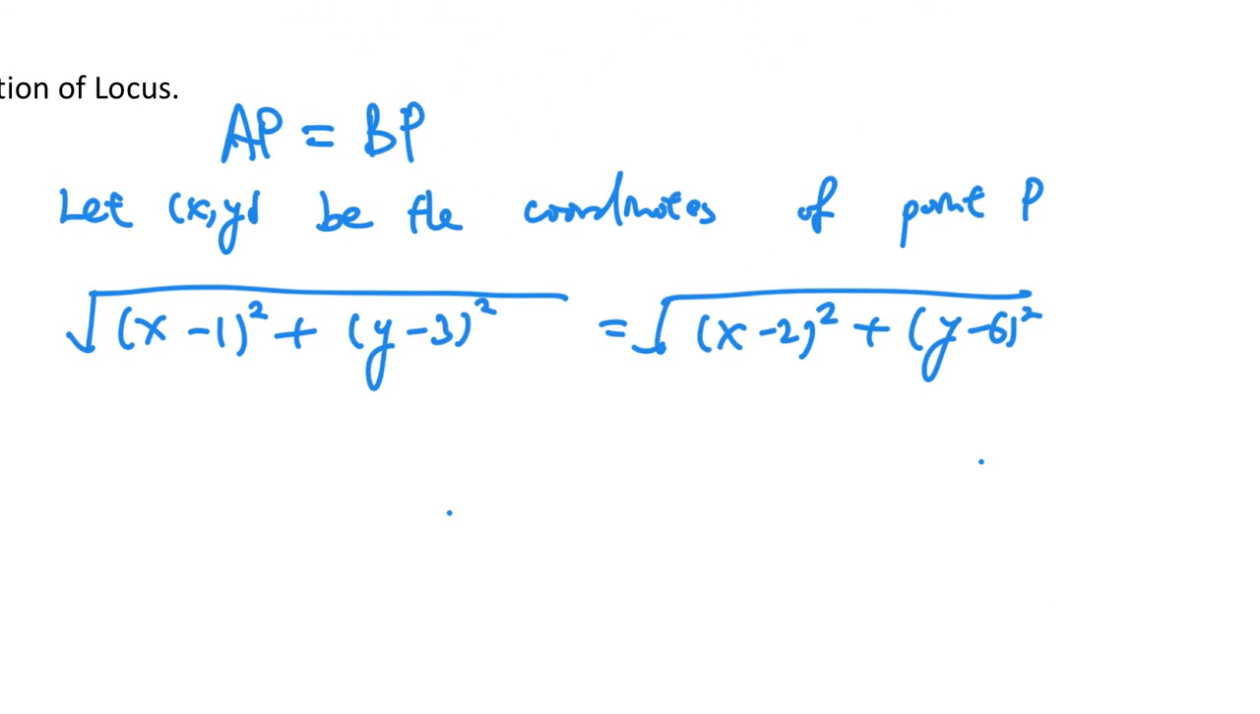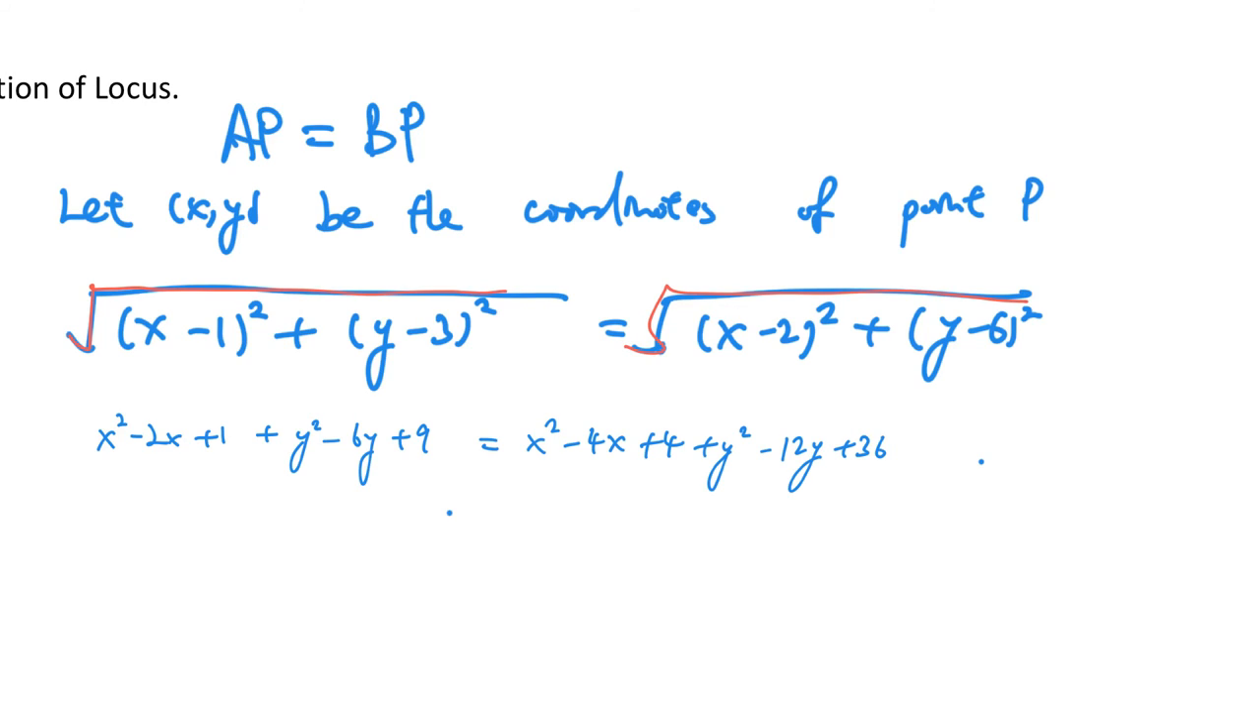Take the square on both sides, you can cancel out the two square roots and then expand the left-hand side and right-hand side. x squared minus 2x plus 1 plus y squared minus 6y plus 9 is equal to x squared minus 4x plus 4 plus y squared minus 12y plus 36.